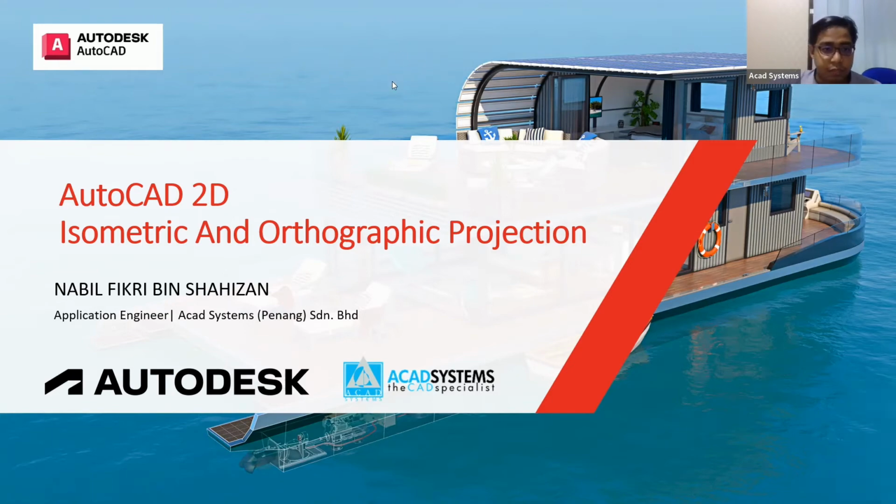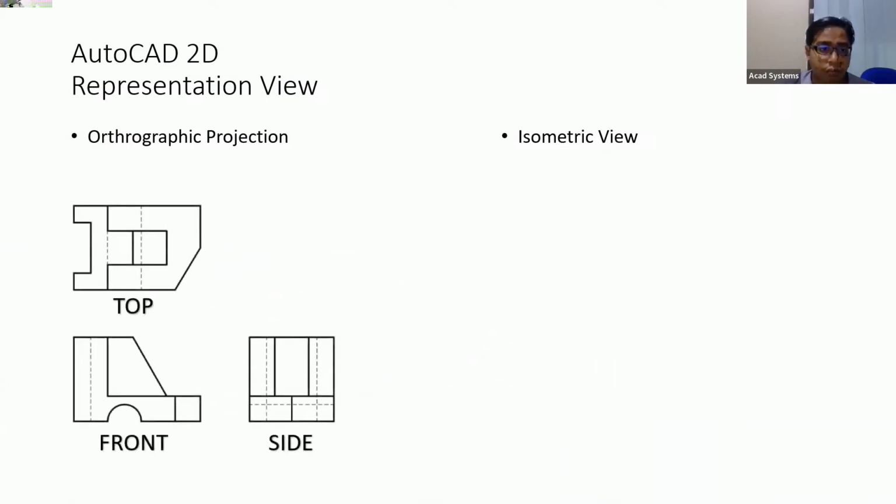Right, so today's agenda, basically we're going to create two types of view in AutoCAD 2D, which is the orthographic projection and also the isometric view. So orthographic projection basically means we create a few views which represent a few types of direction that we can look at. For example, we want to draw the top view from the object, the front view, and also the side view. Basically, a few representation views for the object.